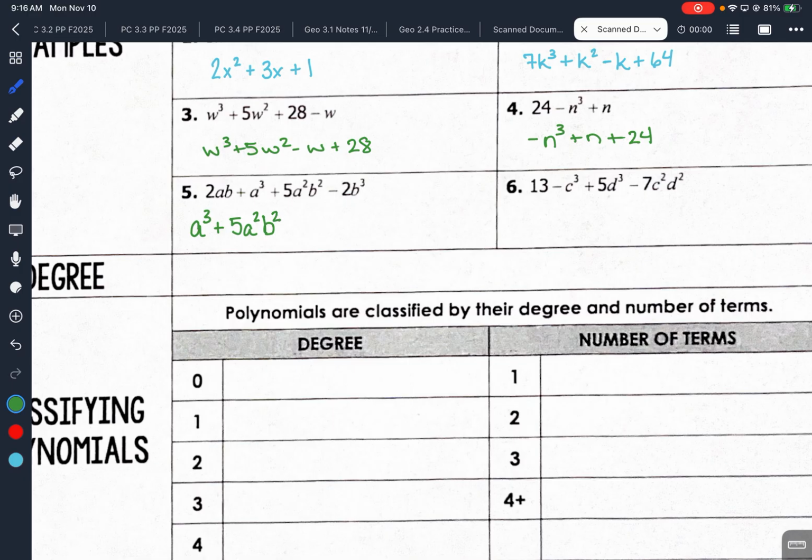What about that AB? 5A to the second, B to the second is one term, yes? I can't move it, I can't separate it. So I'm worried about the A's. So A squared, so now I have plus 2AB. And then my last term is minus 2B cubed.